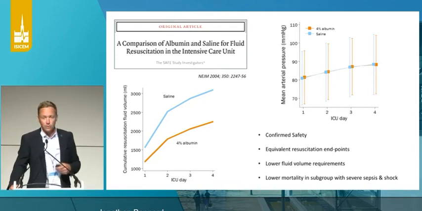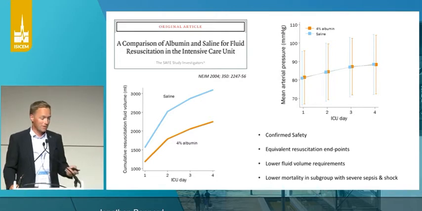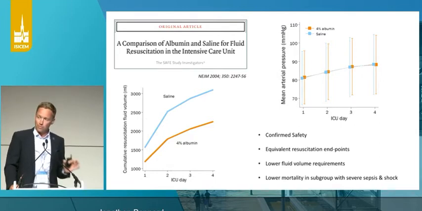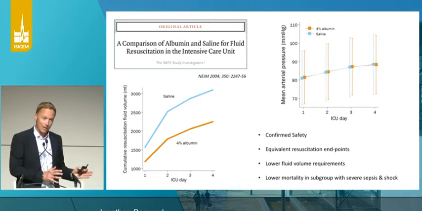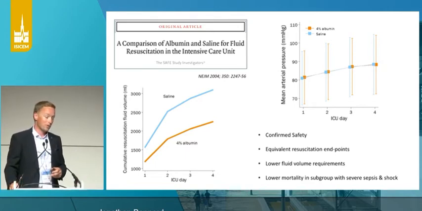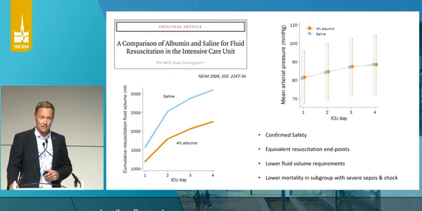And it also had similar resuscitation endpoints compared to saline, as you can see with this graph here of mean arterial pressure in the first few days after ICU admission. What the investigators did also show in the supplementary appendix is that the use of albumin was associated with lower volume requirements overall. And of course, there's the much heralded subgroup analysis of this trial, which showed that those with severe sepsis and septic shock appeared to have a lower mortality rate, which identified that subgroup for further investigation.